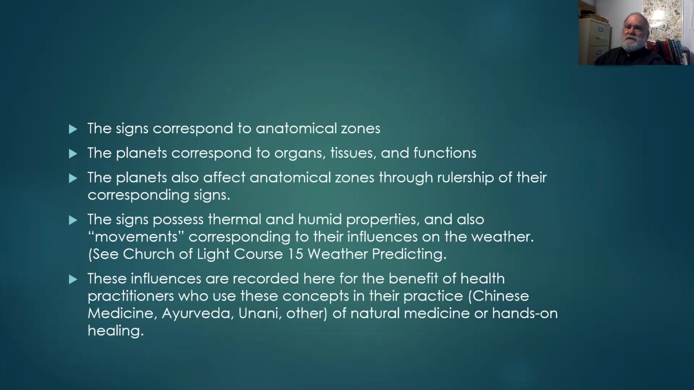And I find there is nothing more elegant than our weather predicting course in the Church of Light, as far as describing which signs are warm, which are hotter, and which are the hottest and so on. It's a really nice description of the energies of the signs. Right? We have energies of the planets also. Okay.